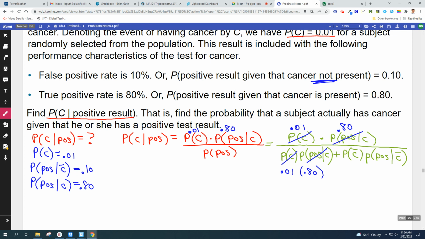The one thing they don't seem to give me is the probability that we don't have cancer, but that's pretty easy to figure out. If the probability that you have it is 0.01, then the probability that you don't must be 0.99. And so that's what goes right here. Probability that you don't, we had to figure that out, was 0.99. And then the probability that it's positive given there's no cancer is 0.10.